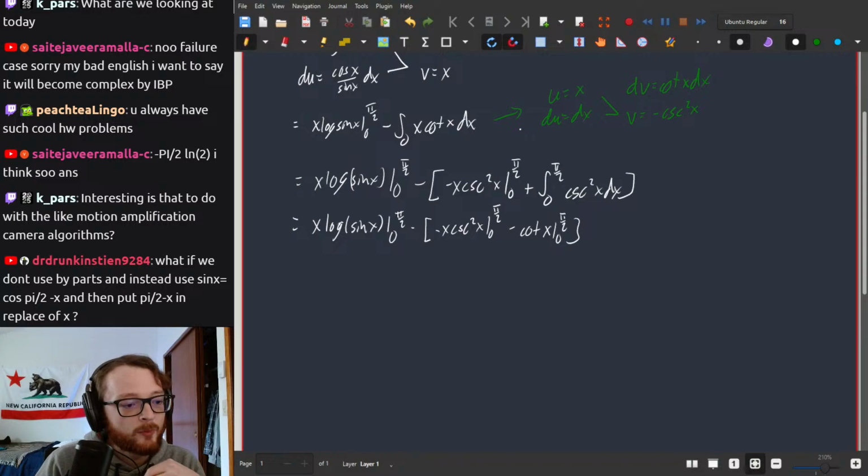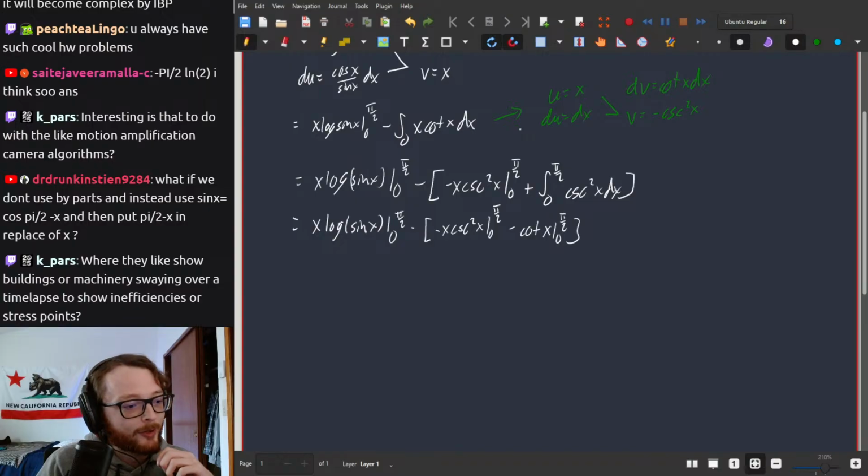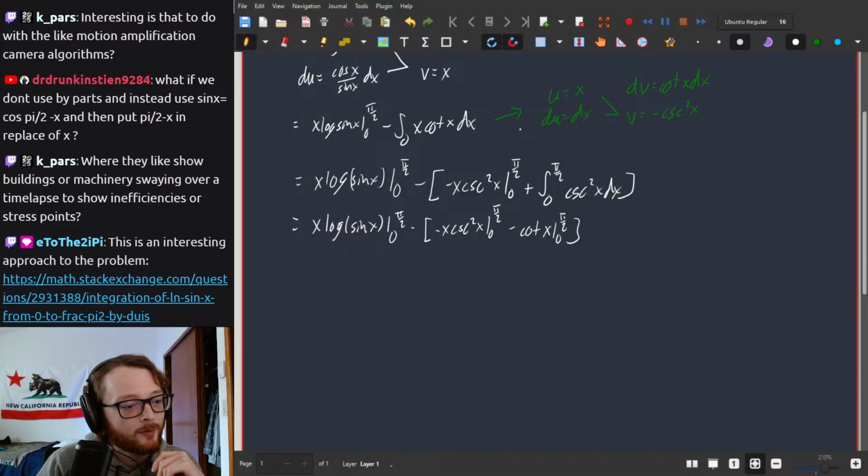That's to do with motion amplification camera algorithms. It could be. I haven't heard of those though. Motion amplification: show buildings and machinery swaying over a time lapse to show inefficiencies or stress points. I couldn't tell you, K-Pars. What I can tell you is that the way we're using wavelet transforms is when there's a sudden change in color in an image, that shows really clearly in a wavelet transform. So it's really easy to isolate sudden changes.